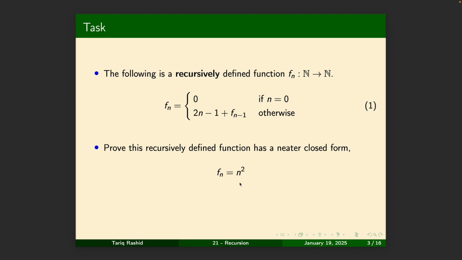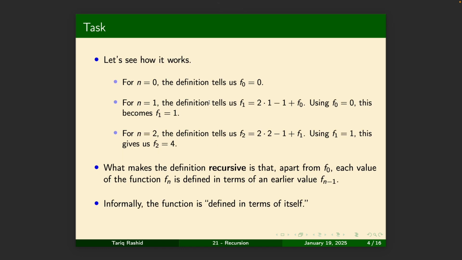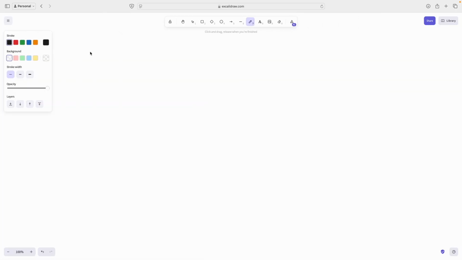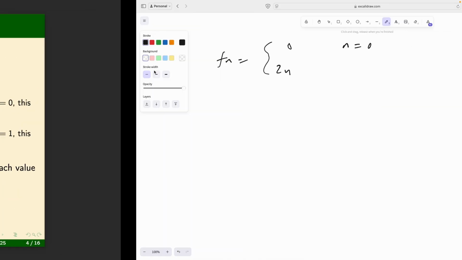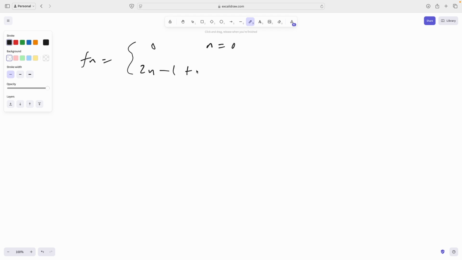But before we do that, let's just practice working with this kind of definition. If you want to read this in slower time, the slides are online, or you can press pause on the video. But let's do this ourselves. So we said f(n) equals 0 if n equals 0, and it's 2n minus 1 plus f(n minus 1), that's the previous one, otherwise.